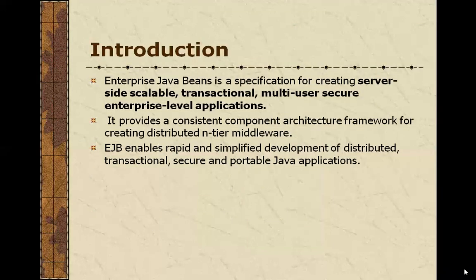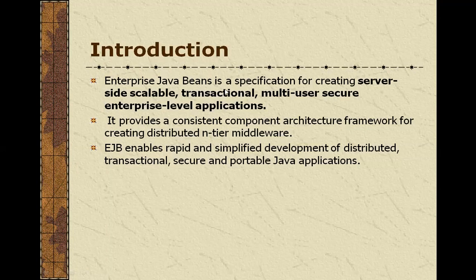Let's move to EJB. Very basic: what is EJB? Enterprise Java Bean is a specification for creating server-side, scalable, transactional, multi-user, secure, enterprise-level applications. Very important line: server-side, scalable, transactional, multi-user, secure enterprise application. It provides a consistent component architecture framework for creating distributed, n-tier, multi-vendor applications. EJB enables rapid and simplified development of distributed, transactional, secure and portable Java applications.